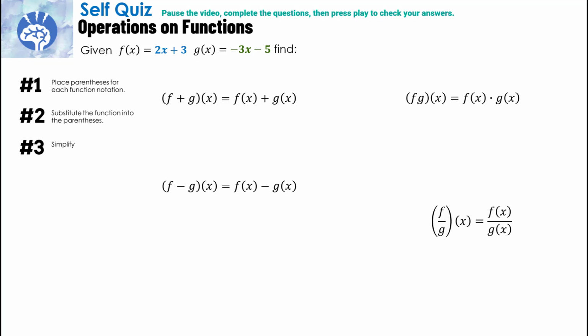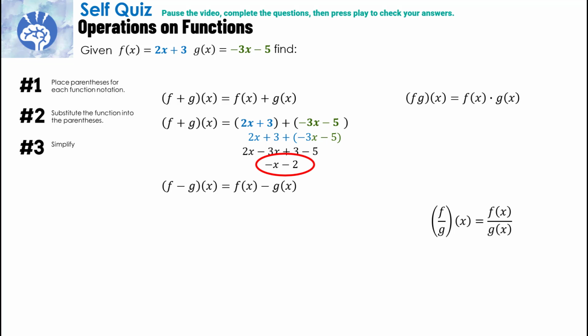Given f of x equals 2x plus 3 and g of x equals negative 3x minus 5, find. We're going to add first. F plus g of x is f of x plus g of x. I made my parentheses. I'm going to put 2x plus 3 in for f of x, negative 3x minus 5 in for g of x, and we're going to simplify. Well, since we're adding, we really don't have to do a lot. I'm going to put like terms next to each other. So 2x minus 3x plus 3 minus 5. 2x minus 3x is negative 1x, or negative x. 3 minus 5 is negative 2, and hopefully that's what you get.